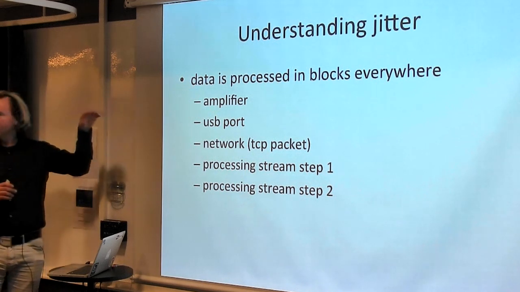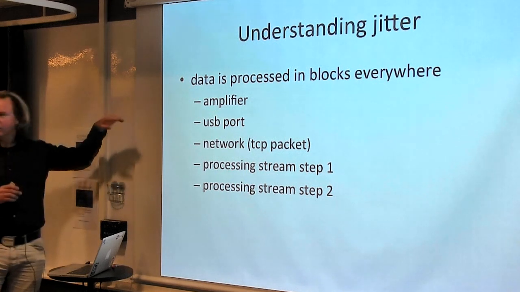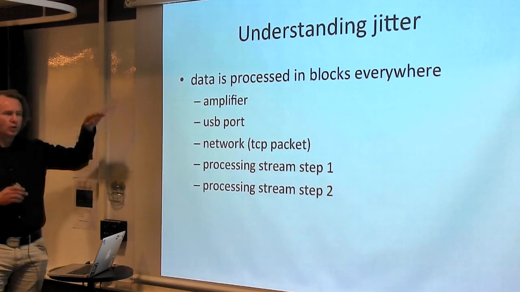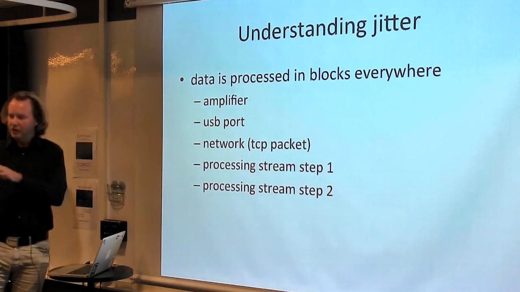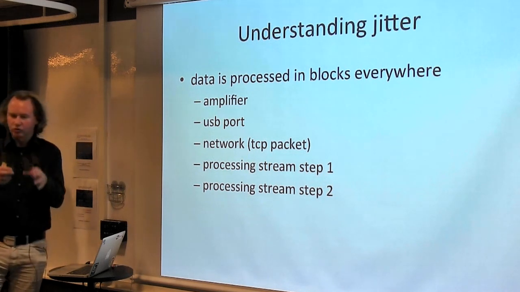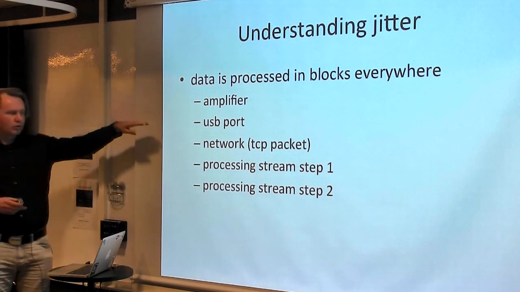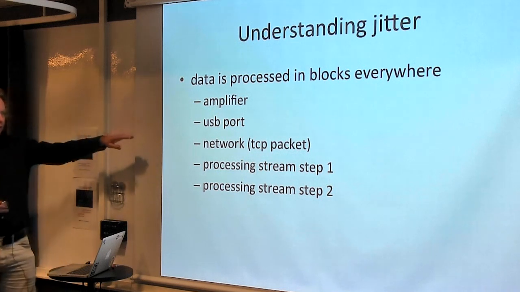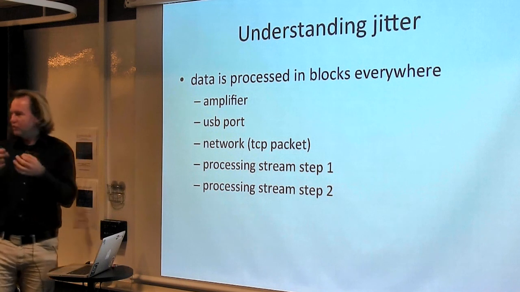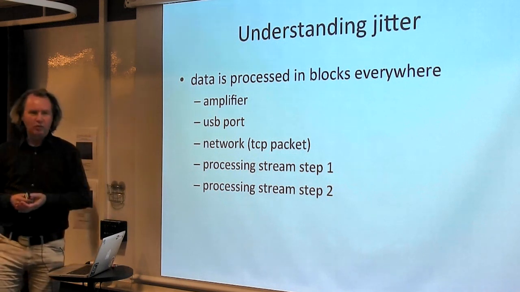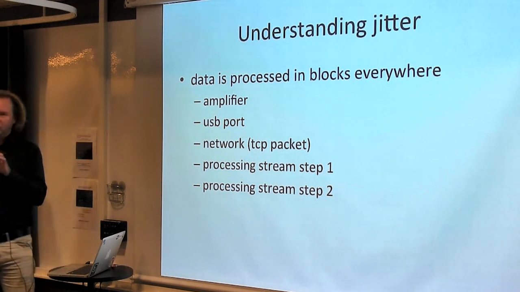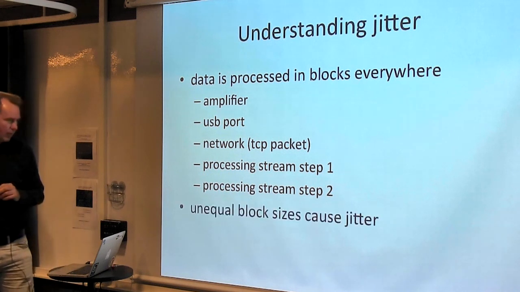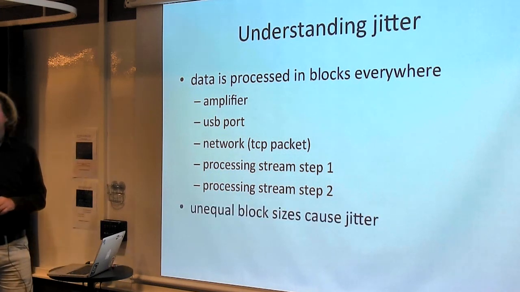Data is processed in blocks everywhere. The amplifier processes data in blocks. The USB port, which is quite often used with EEG systems for copying data from the amplifier to the acquisition software, is processing in blocks, or the networking TCP packet is processing blocks, and the processing steps that you're implementing are processing data in blocks. So there are block sizes everywhere. And everywhere where there's a mismatch between those block sizes, you're going to get jitter. So unequal block sizes cause jitter.